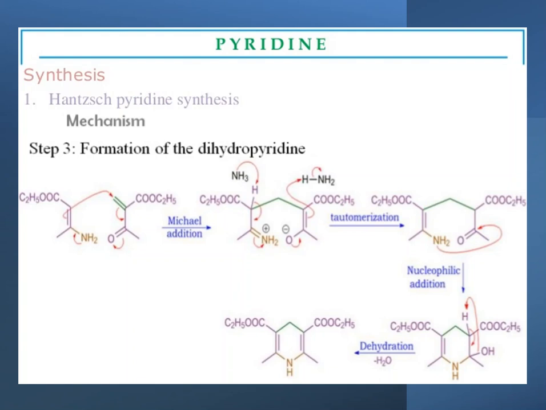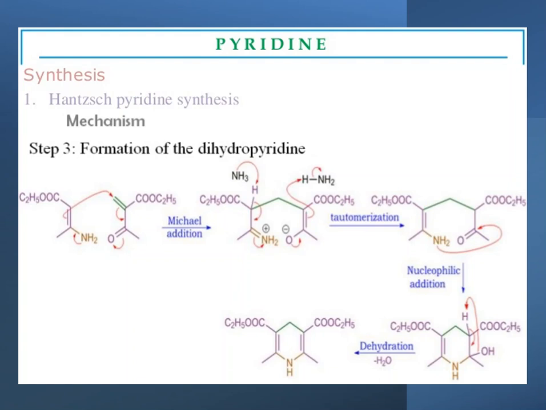So what is the first step? First step is formation of unsaturated carbonyl compound. Second step, that same beta keto ester reacts with ammonia to form an enamine. Now the next two is the condensation. Okay, condensation between the first two intermediates by Michael addition. So the nitrogen lone pair attacks the unsaturated carbonyl.